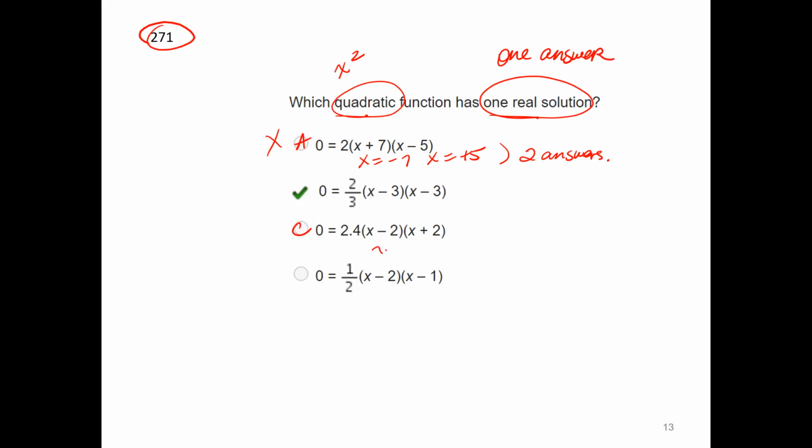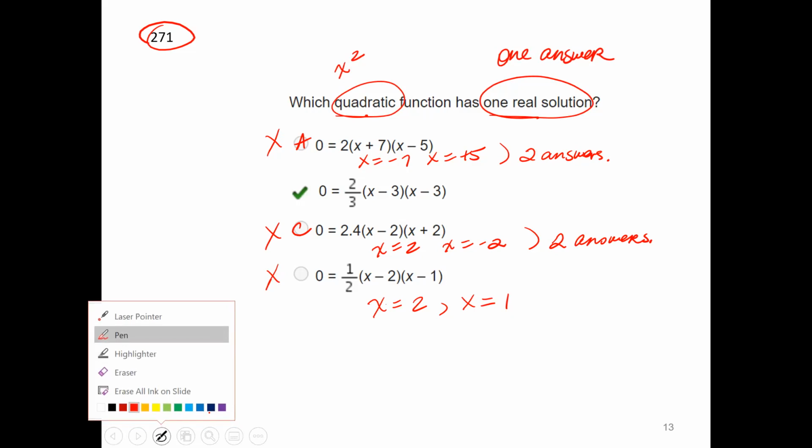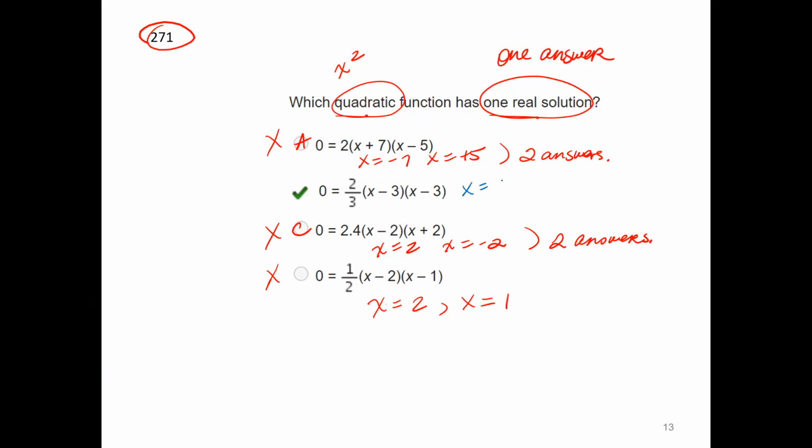If I take a look at C, x equals 2, x equals -2. Again, 2 answers. I just want 1 answer. D is the same thing. 2 and 1. Those are 2 answers. I just want 1 answer. So why is B as in boy the correct answer? Because it's x equals 3, x equals 3. They are the same 1 answer. So B as in boy is the only one that works. And with this one, it's not difficult. It's just find the one that gives you 1 answer, and that's it.